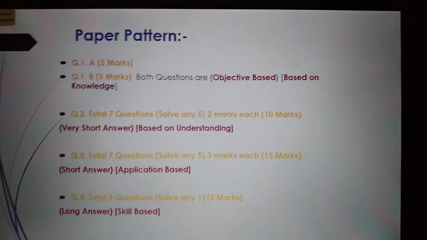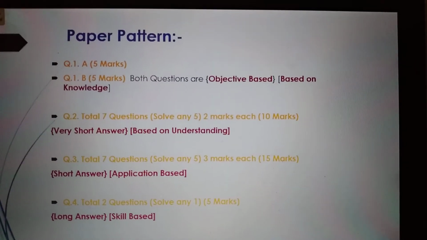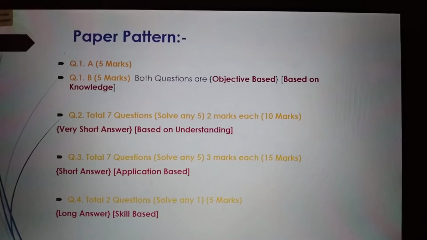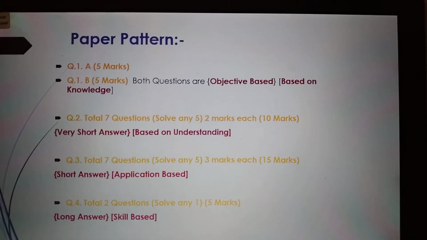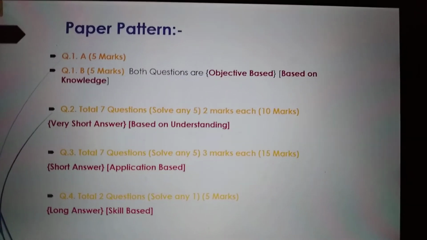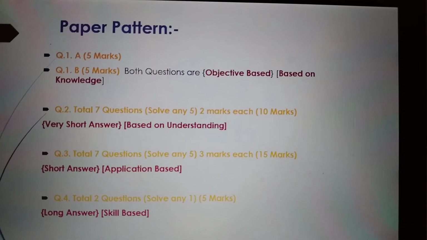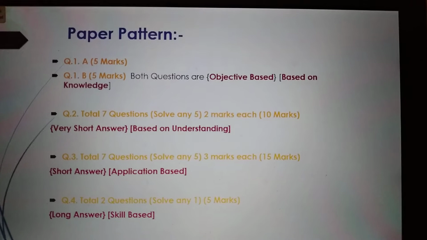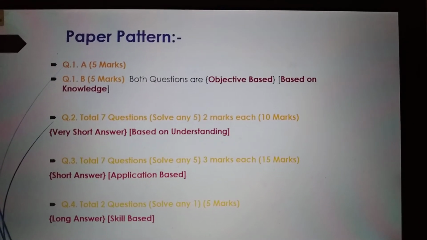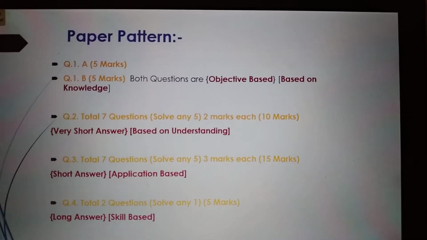Then in question 2 you have a total of 7 questions, out of which you have to solve any 5, 2 marks for each, which is a total of 10 marks. They are generally short answers, very short answers based on your understanding. Then question number 3 has a total of 7 questions, out of which you have to solve any 5, 3 marks for each, so the total is 15 marks. It includes short answers, which are application based.